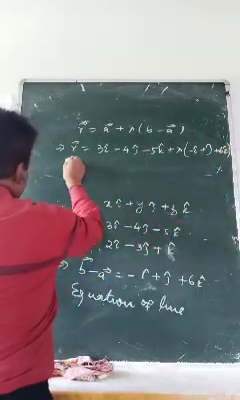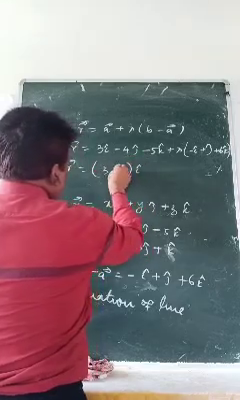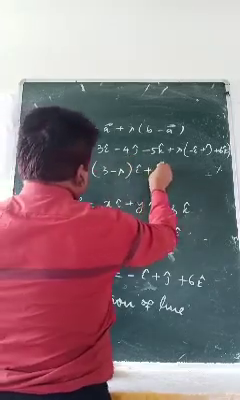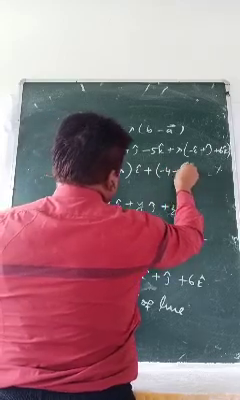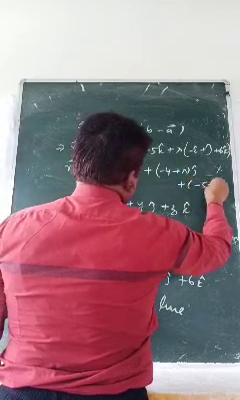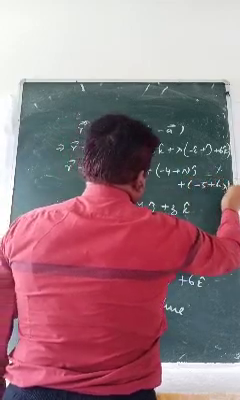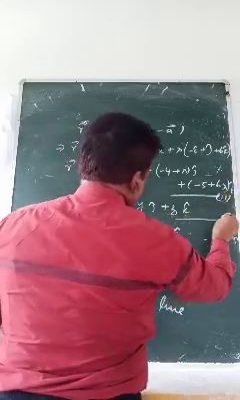So if you compare, you will get (3 minus lambda) i plus (minus 4 plus lambda) j plus (minus 5 plus 6 lambda) k. This is equation number 2. This is equation number 1.